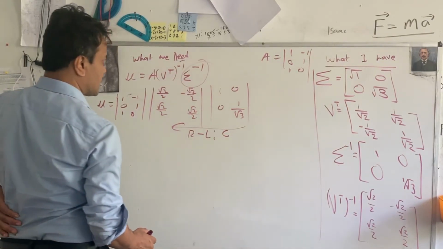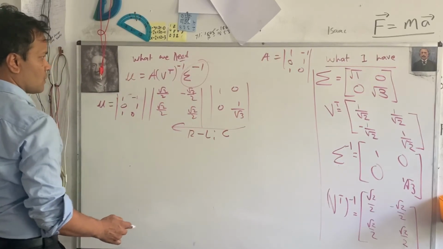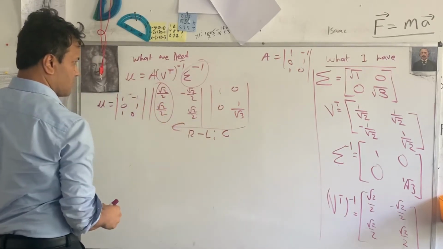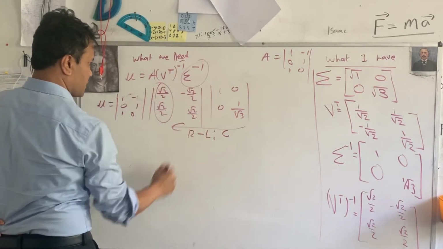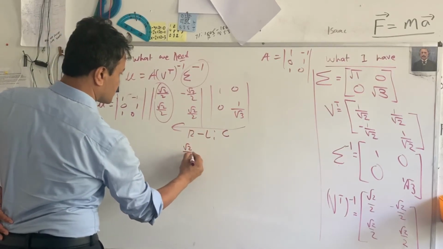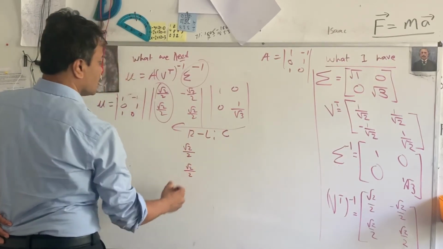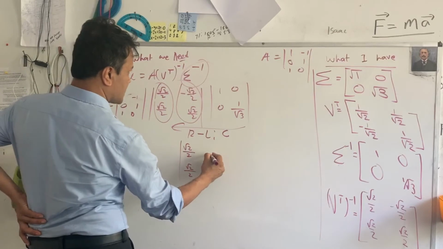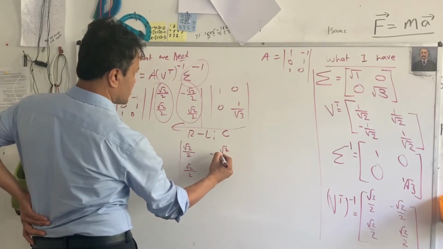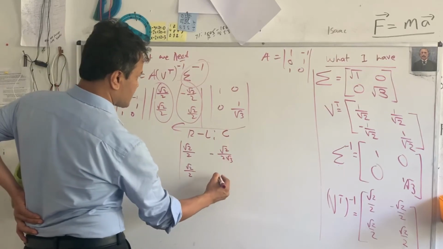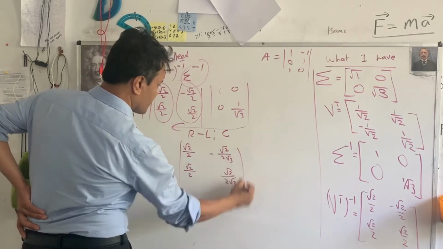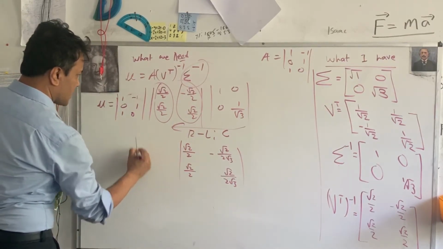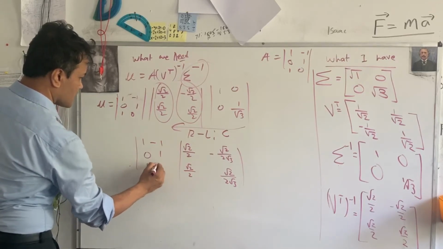Alright, so let's see what I mean by column. The first column multiplied by the 1 gives us square root of 2 over 2 and square root of 2 over 2. And this whole column multiplied by 1 over square root of 3 gives us negative square root of 2 over 2 square root of 3 and square root of 2 over 2 square root of 3. And don't forget, we still have to multiply it with A, and A is [1, -1; 0, 1; 1, 0].